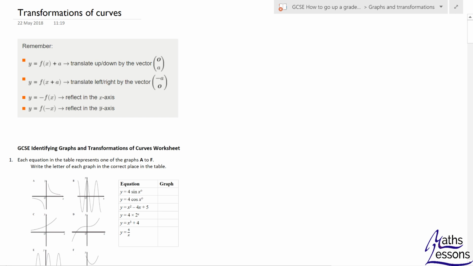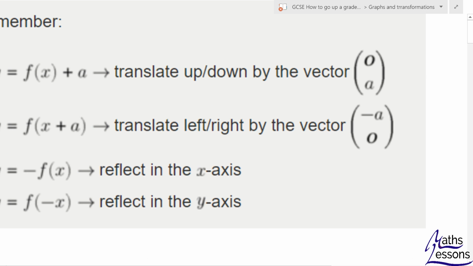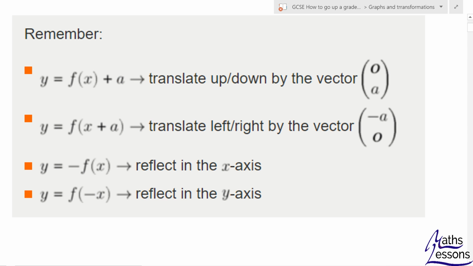We're going to look at transformations of curves. And the transformations you need to know are these ones here. You need to know that if you add a value to the whole function, then that will translate it up by a vector (0, a). And if you add the value inside the function, notice inside the brackets here, then it will translate it the opposite direction. Translate it minus a in the x direction.